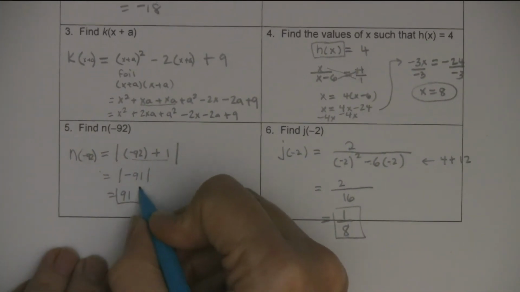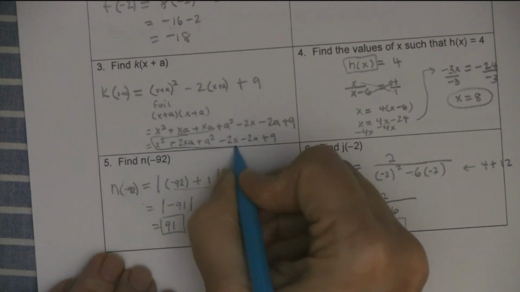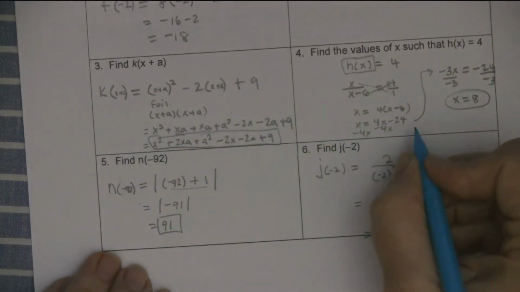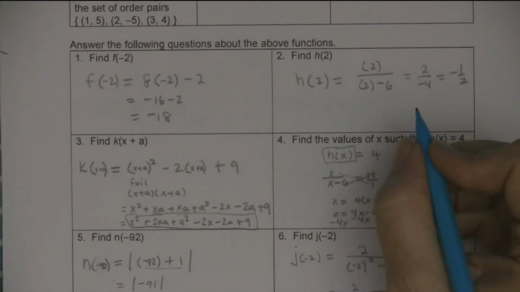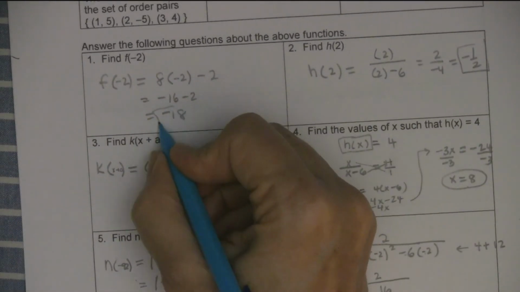So 91 was our answer here. This horrid thing was our answer here. Our answer here was x equals 8. Our answer here was -1/2. And here our answer was -18.